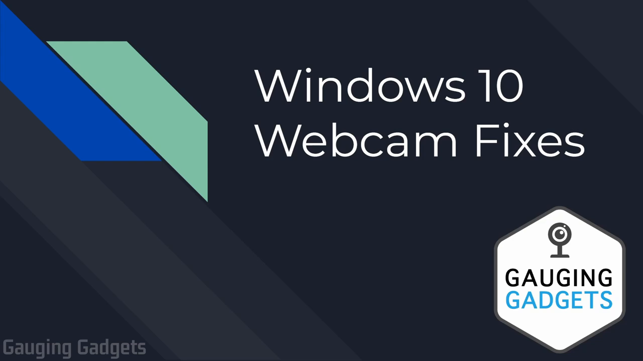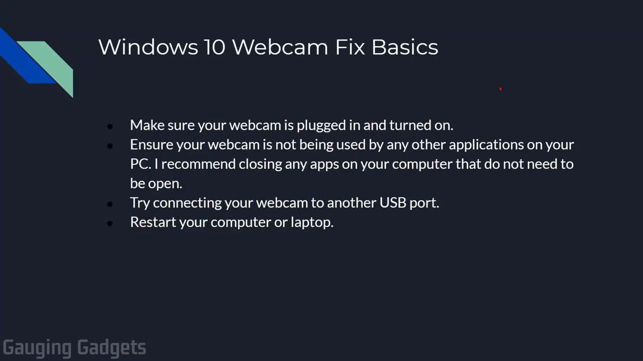So in this tutorial, we're going to start out with some very basic things we can try to fix the webcam. But if those don't work, then we're going to dig into the settings in Windows and try to get your webcam working for you. So like I said, the first thing we're going to do is go over some very basic steps. First, make sure that your webcam's plugged in all the way. Make sure if it has a switch to turn it on that it is turned on.